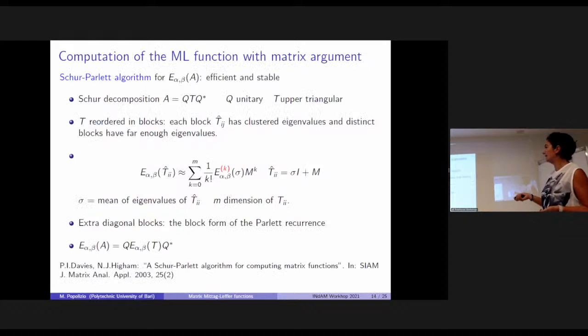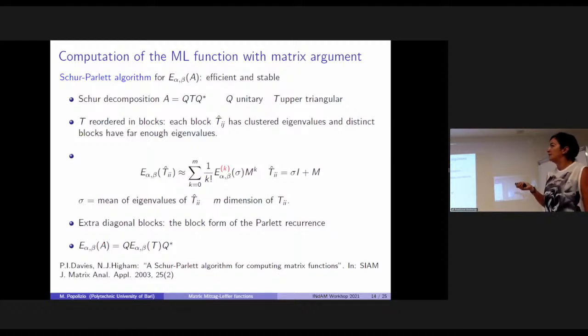Okay, but we have still to address the problem of computing the function with matrix arguments. And when we started with Roberto thinking about the Mittag-Leffler function with matrix arguments, we considered other methods, but the Schur-Parlett is the one that may be applied to general functions, and it is actually the core of the funm algorithm present here in MATLAB, and so we tried to apply it in our context.